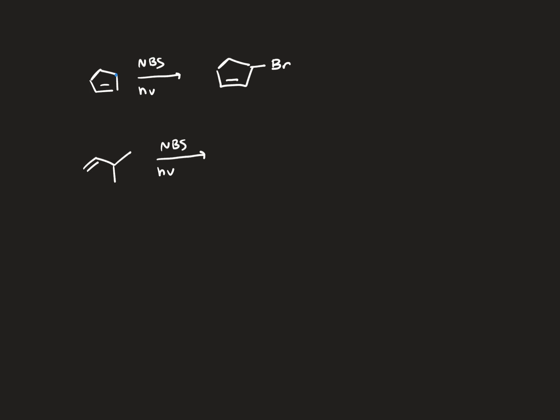So we'll get one product that we probably would expect, which would look like this, where we have the bromine 1 over from our double bond. But we'll also see a second product, and that product is going to look like this, where the bromine is on the end of the carbon chain, and we have a double bond here instead. And so where is this coming from? To see this, we have to think about the radical formed. So the intermediate in this mechanism is going to be our allylic radical, which looks like this.